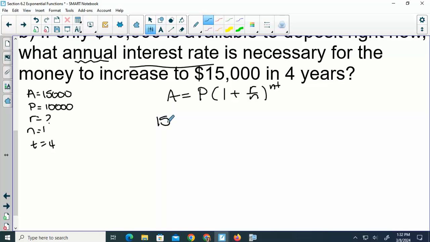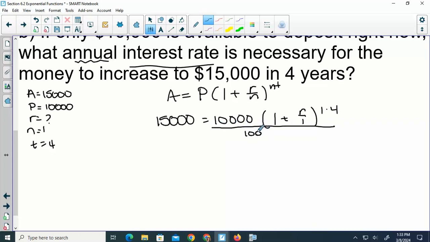A is 15,000, equals P, 10,000, times 1 plus R over N, which is 1, to the 1 times 4 power. Divide by 10,000. How do we solve for R?